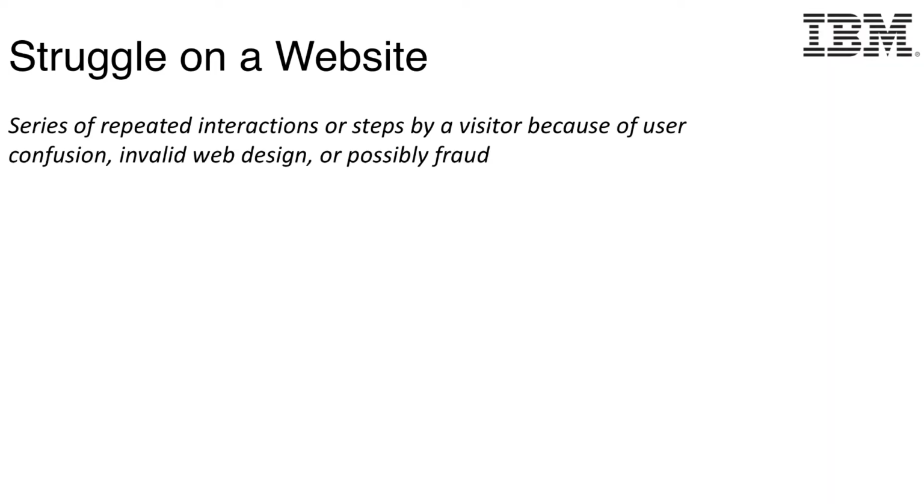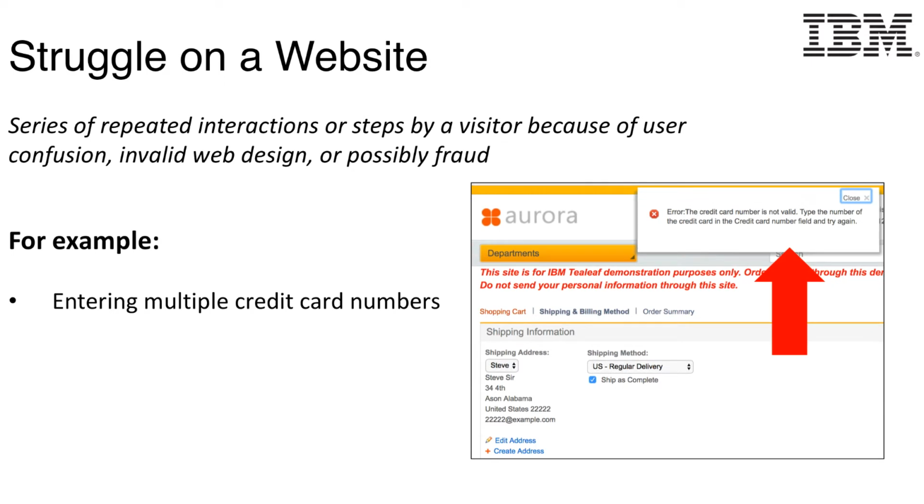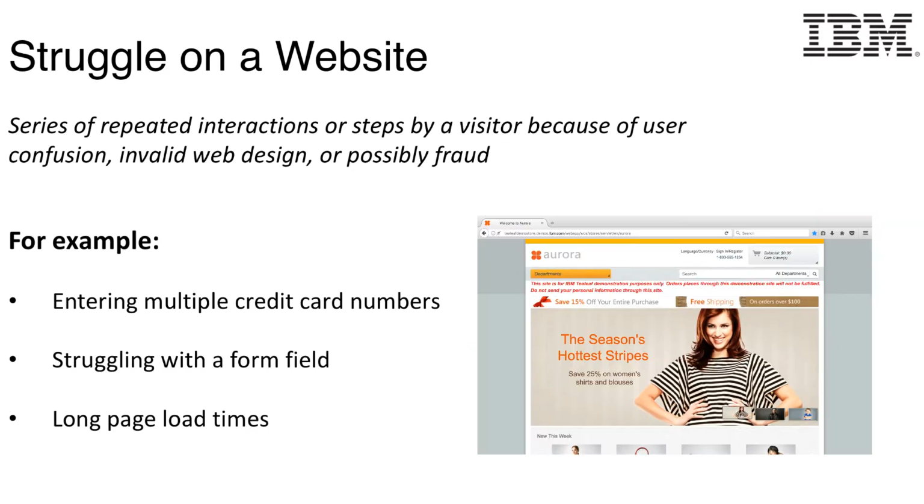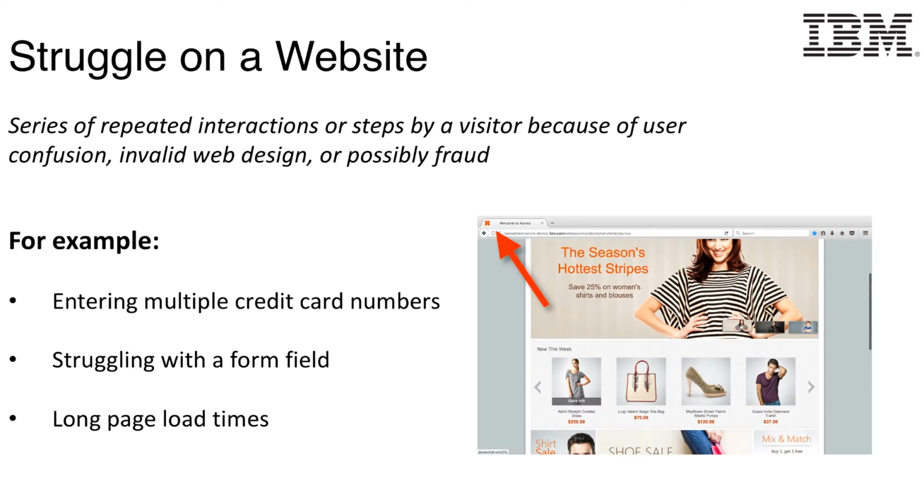Struggle on a website can be defined as a series of repeated interactions or steps by a visitor because of user confusion, invalid web design, or possibly fraud. For example, entering multiple credit card numbers, struggling with a form field, or having to wait extended periods of time for a page to load.